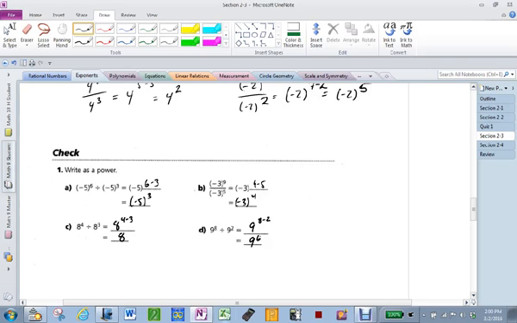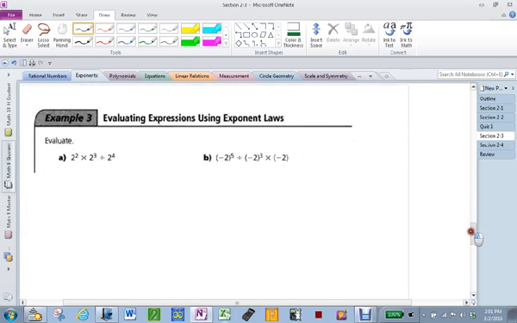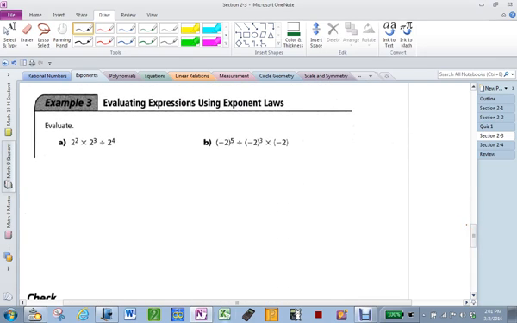Okay, now listen to me. These two laws are the basis for all the stuff you're going to do with exponents. If you really and truly understand these two laws, you're okay. You're going to do just fine. So, let's see. Evaluate expressions using exponent laws.